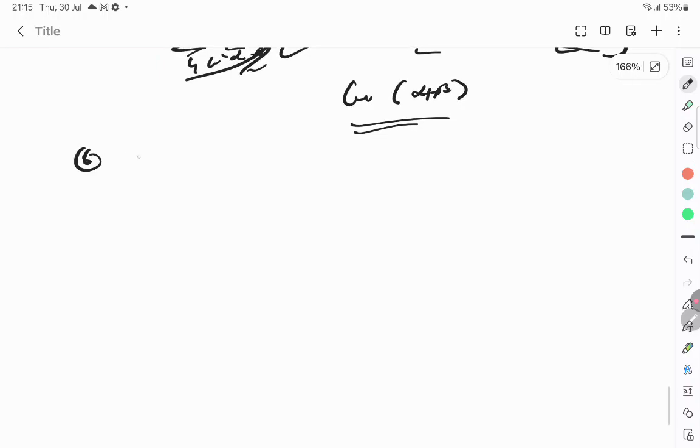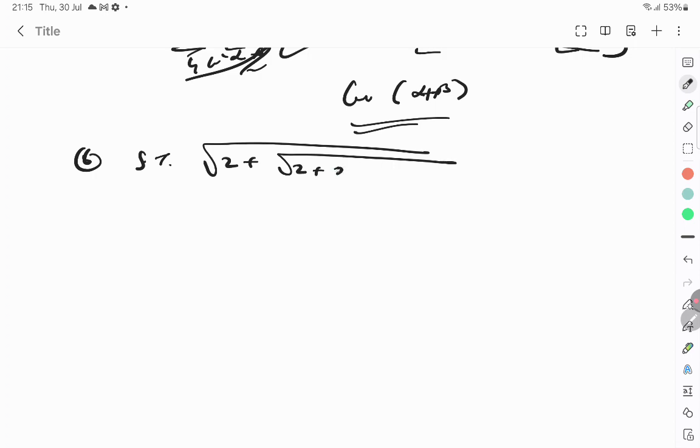So let's go to next sum. Show that it's root of 2 plus root of 2 plus root of 2 cos 4 theta.